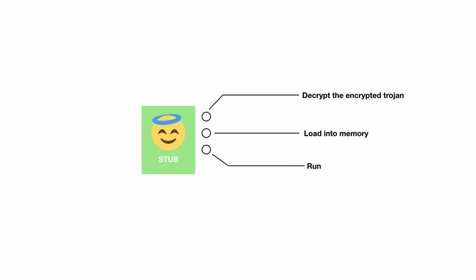So a small innocent program called a stub is written which will eventually decrypt this encrypted malicious binary code, or in other words the exe file, and then load it into memory and execute it. The main goal of this stub is to be innocent so that antivirus software will not flag it as malware in the first place. This way it makes it harder for antivirus software to detect the actual trojan.